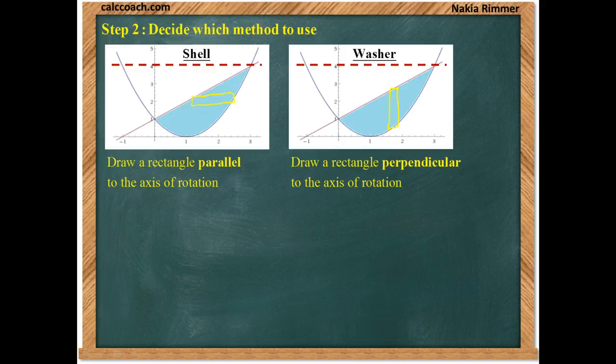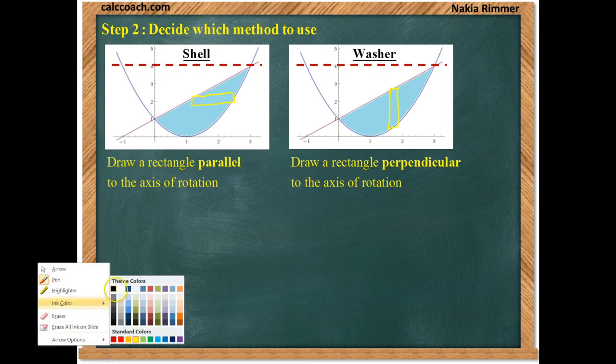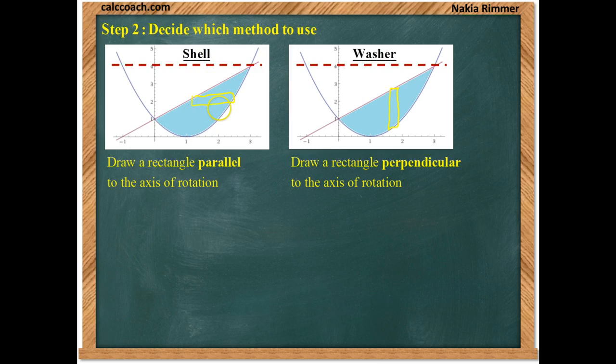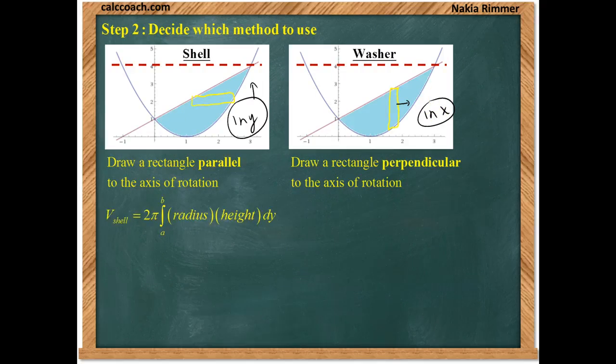So we need to be familiar with the methods and what the methods require. In terms of which variable you'll be using, because this is a horizontal rectangle that's moved upward to generate the volume, this integral is going to be in terms of y. And this is a vertical rectangle that's moved to the right to generate the volume, so this is going to be in terms of x. So we go and set up the formulas. For shell, we need the radius and the height. And for washer, we need an outer radius and an inner radius.